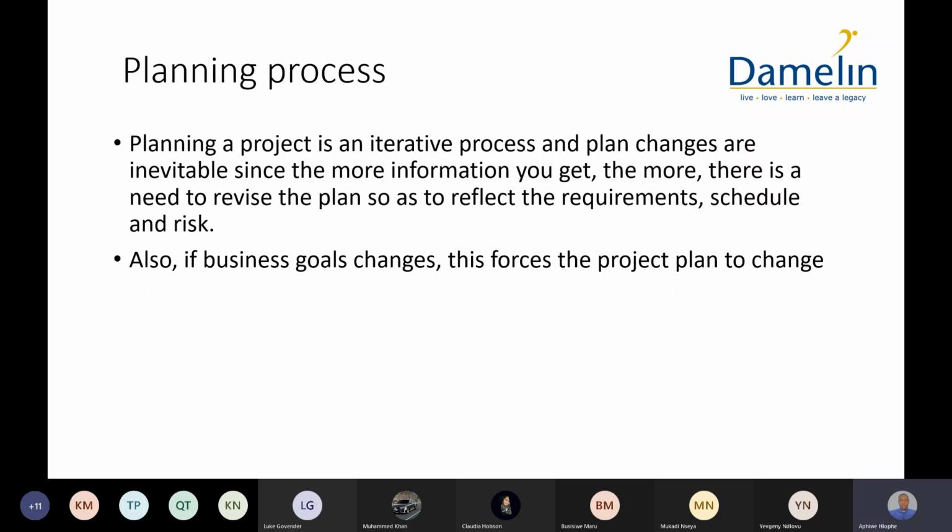So basically what it's saying here is that planning a project is an iterative process, and plan changes are inevitable since the more information you get, the more there is a need to revise the plan so as to reflect the requirements, schedule and risk. Also, if business goals change, this forces the project plan to change, okay? So it's an iterative process in that sense that you keep on refining it.